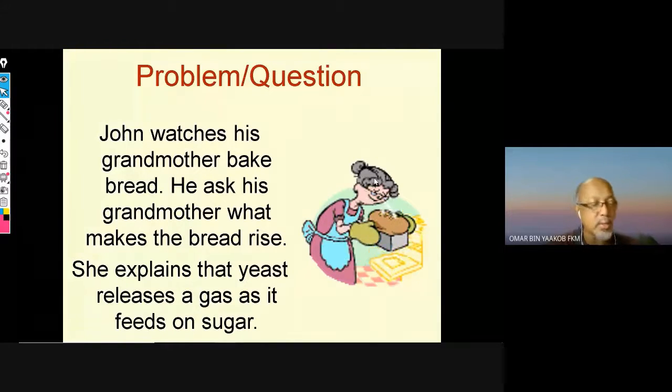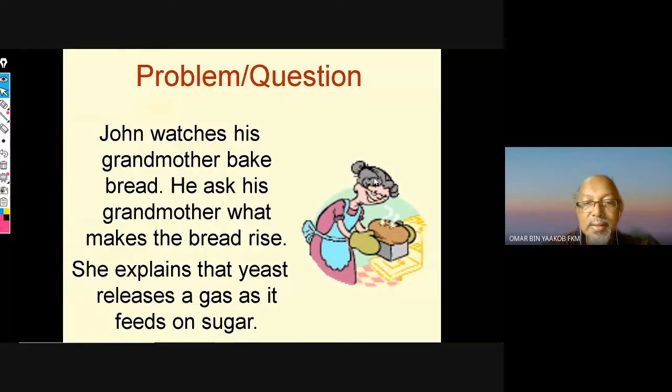Okay, now the story here is that John watches his grandmother bake bread. He asks his grandmother what makes the bread rise. She explained that yeast releases a gas as it feeds on sugar. So John feels curious. He feels that sugar is the material that actually can help yeast to release the gas. And the more gas you release, the bigger the bread size will be, right?